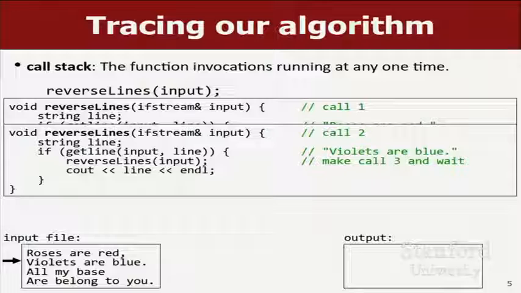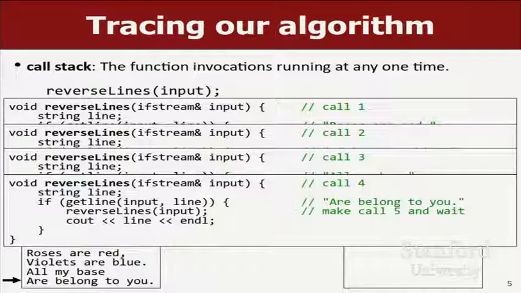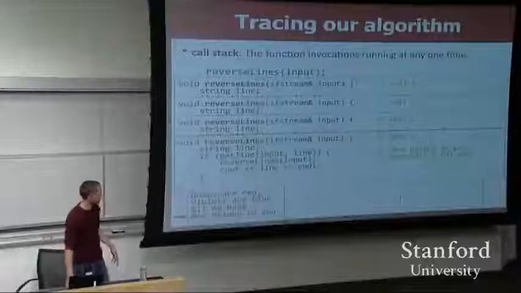Get line. That reads violets are blue. So this second call, its copy of the variable stores violets are blue. Each of these calls stacking up has its own copy of that variable. That's important to understand. So now we make a third call. The pointer of where it is in the file goes down to there. We try to read a line. That grabs all my base. So that's what gets stored in there. And now we make a fourth call. That reads another line here, which reads R belong to you.